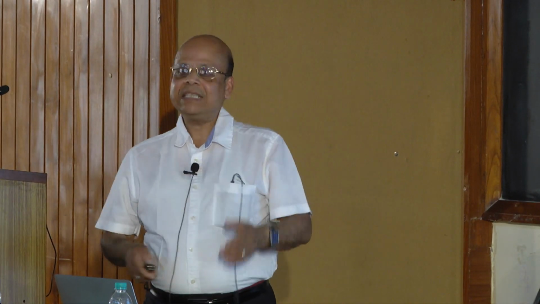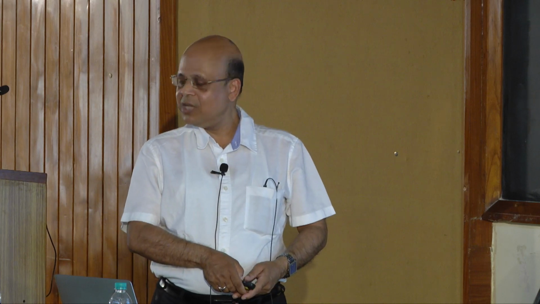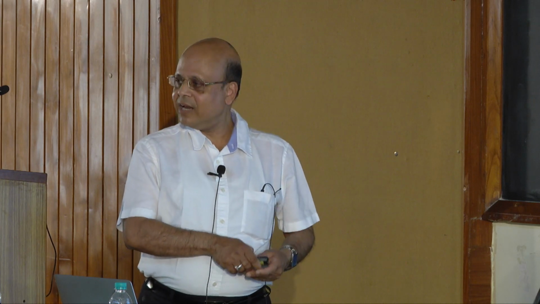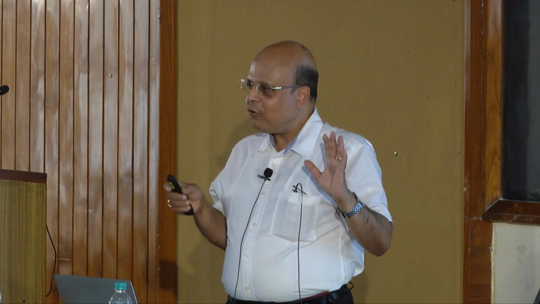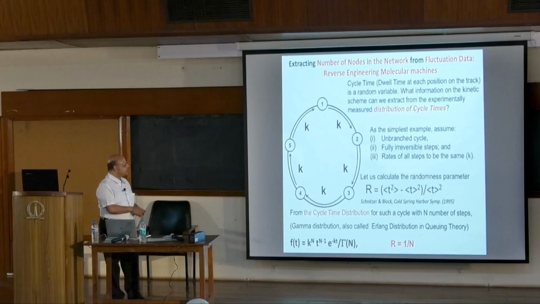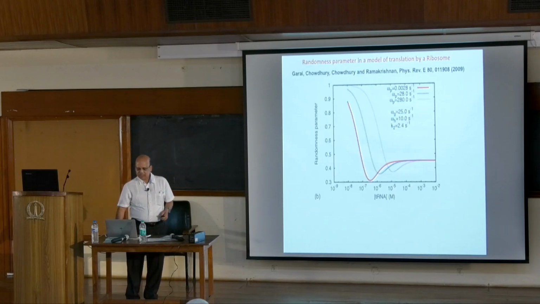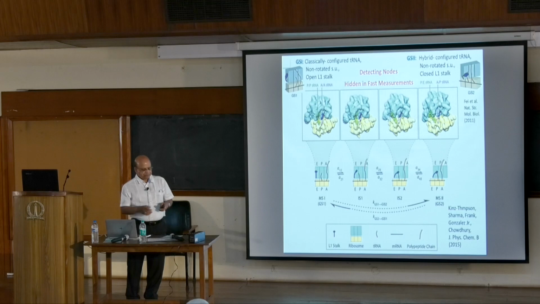So if an experimentalist has the distribution of the dwell times, from that one can get the number of nodes, although that is not available to us a priori. Unfortunately, nature is not so simple, and because of that it only gives you a bound, it doesn't give you the exact number. Let me skip this.